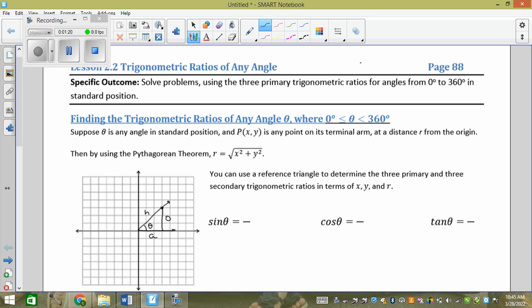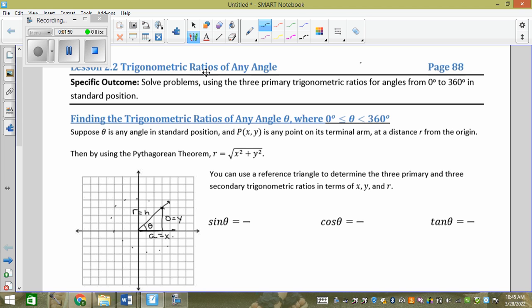We know that, correct? So what does the adjacent go with? X or Y? X. My adjacent will always be my x. So wherever I would put adjacent in my SOHCAHTOA, I'm going to put x. Wherever I put opposite in my SOHCAHTOA, I'm going to put y. And hypotenuse, I'm always going to put r, because it could be the radius. Because what's going to happen is we're going to get a unit circle rotation like this. So that's actually my radius.